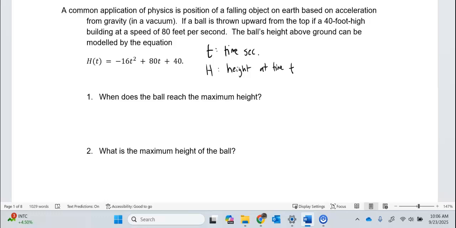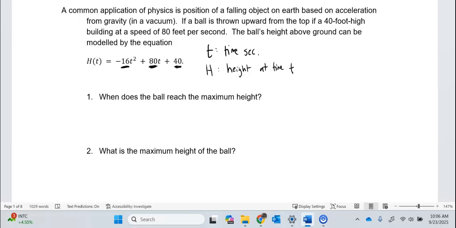So I'm dropping an object from 40 feet high with an initial velocity of 80 feet per second, and this has to do with the acceleration due to gravity constant. But don't worry too much about that. I'm going to give you the function and we're going to work with the function. Okay, so I want to know some things. When does the ball reach the max height?